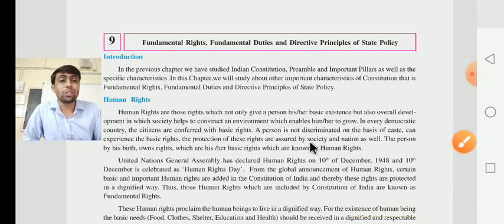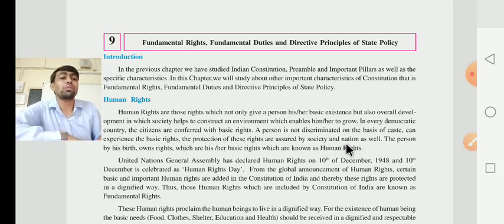It means here they say that in our constitution there is no kind of discrimination on the basis of caste, religion or race. And it is the duty of the constitution that they have given the basic rights to the person. The protection of those rights is assured by the society as well as the nation's welfare. The person by birth owns rights which are his or her basic rights, which are known as human rights.